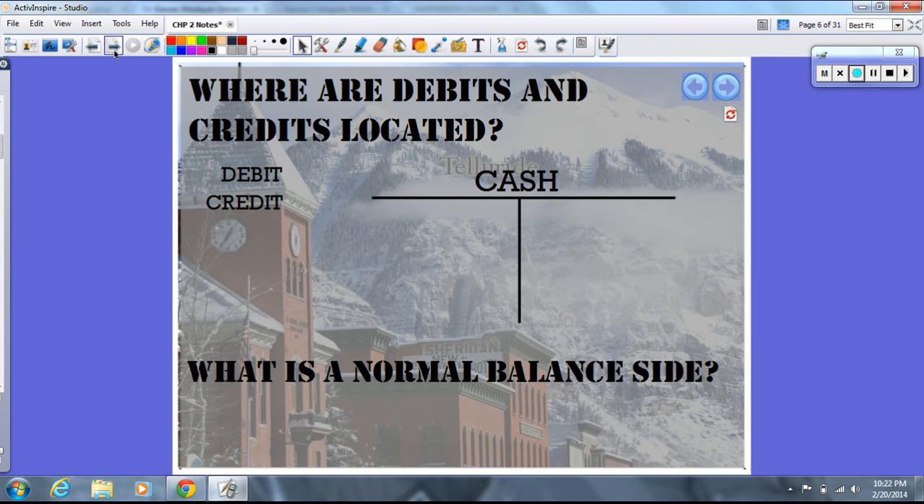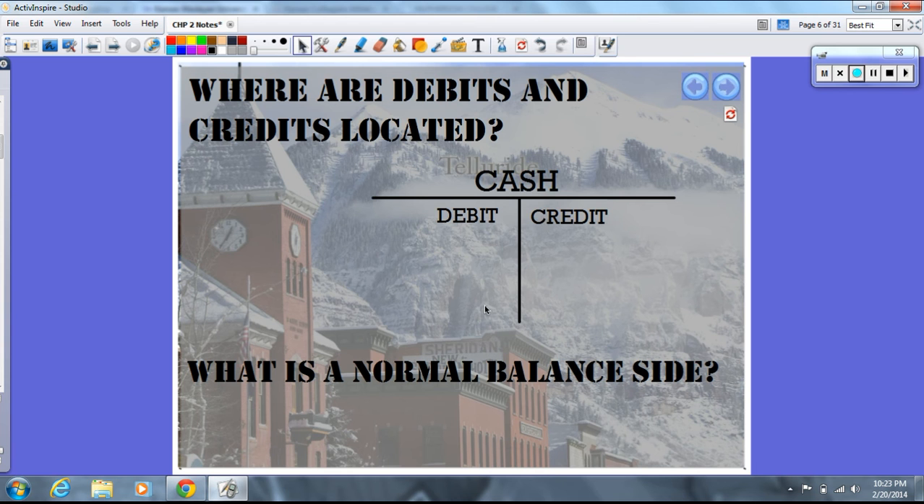Next, some of the things that are important that you're familiar with is where debits and credits go on a T account. The debits and credits are always located on the same side. So here we have your cash T account. And the debit is located always, on every T account, not just cash, on the left hand side. Credits are always located on the right hand side. So in your notes, write down: debits are always on the left, credits are always on the right.